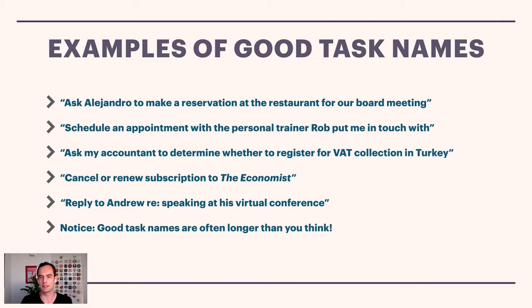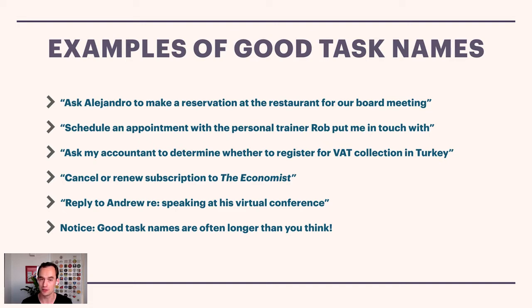Now, how can we write these better? Let's just walk through these pretty rapidly. You might say, ask Alejandro to make a reservation at the restaurant for a board meeting. In fact, this is a task that I completed yesterday. Schedule an appointment with the personal trainer that Rob put me in touch with. Really clear. Instead of saying lose weight, you're going to say schedule an appointment with the personal trainer. Which personal trainer? The one that Rob put me in touch with. That's really nice and specific.